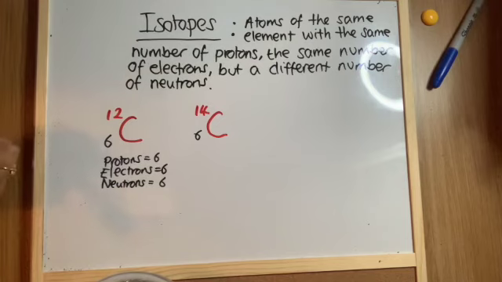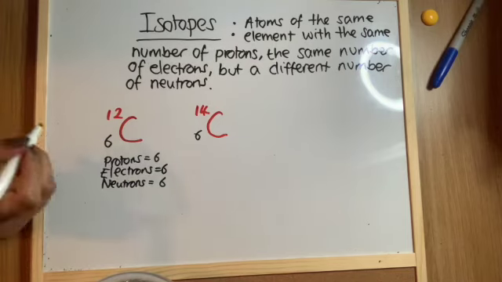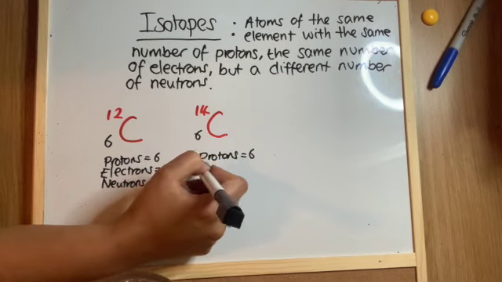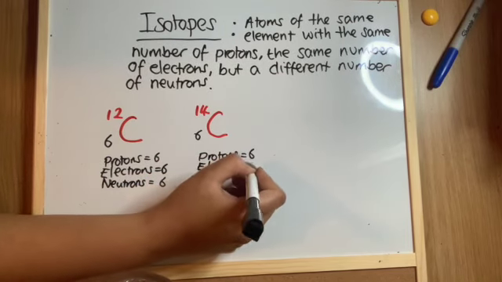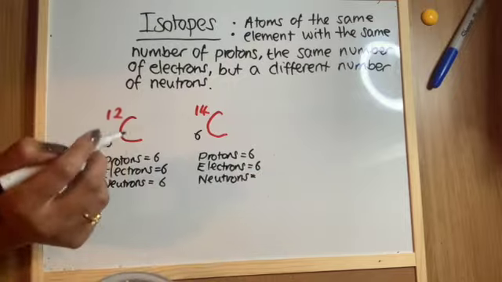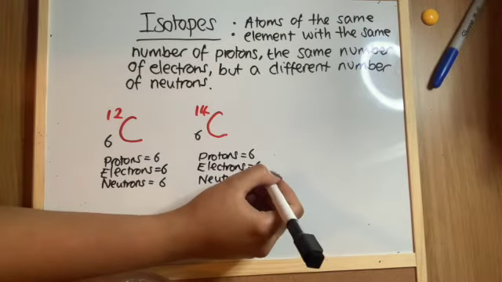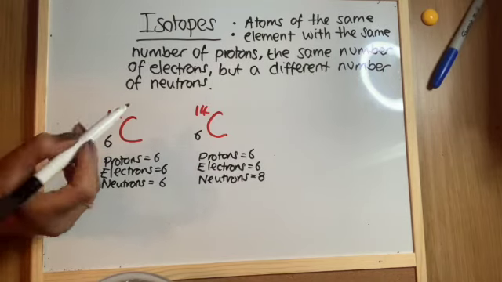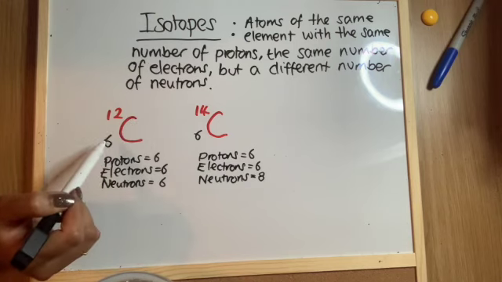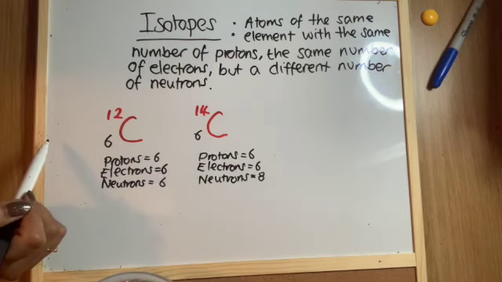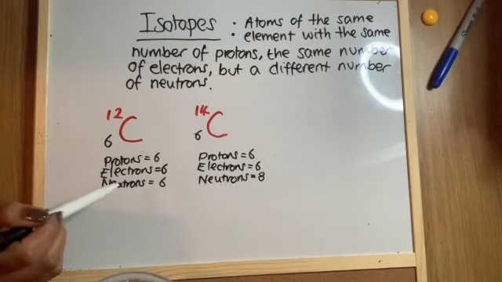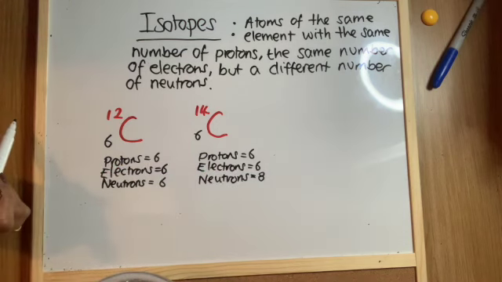But then, if we look at this second isotope, carbon 14, again, protons is the atomic number, so it has 6. If it has 6 protons, it is going to have 6 electrons. For the neutrons, 14 take away 6. This isotope has 8 neutrons. So, by our definition, these are atoms of the same element. They're both carbon because these atoms both have 6 protons. They both have the same number of electrons. However, they have a different number of neutrons. So these are isotopes.